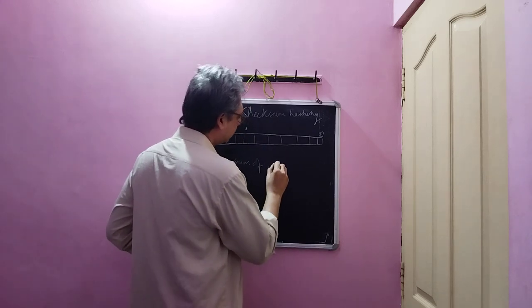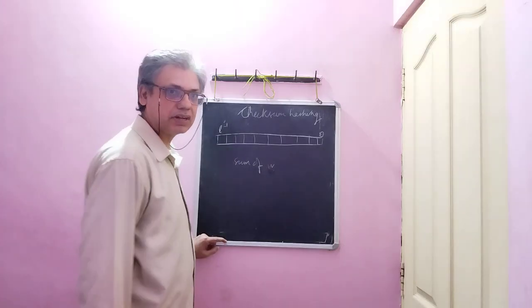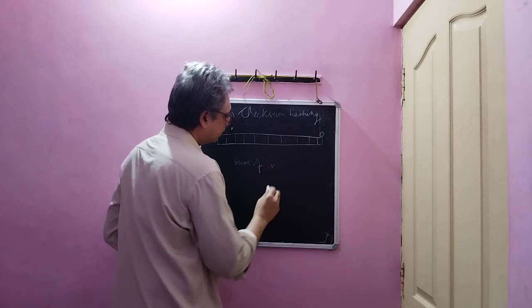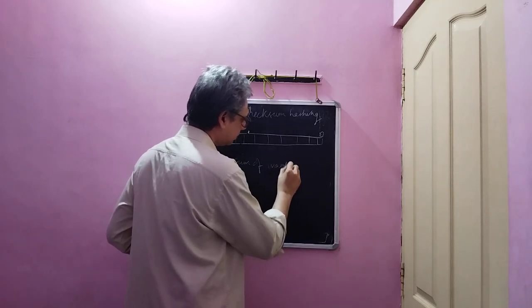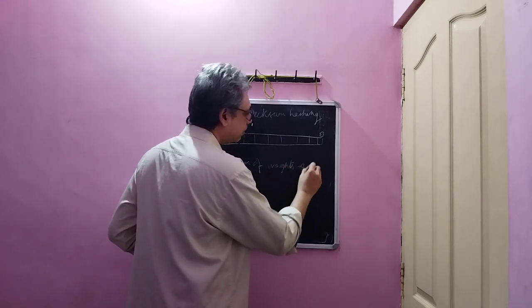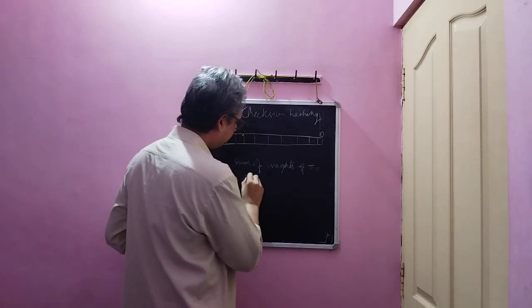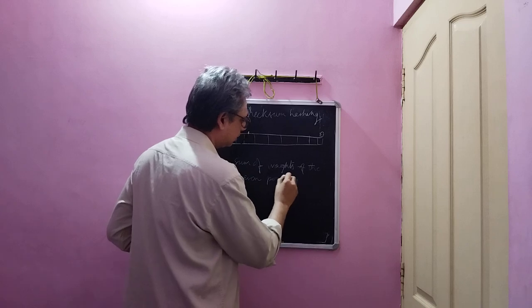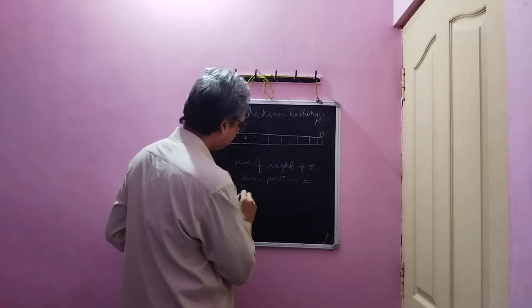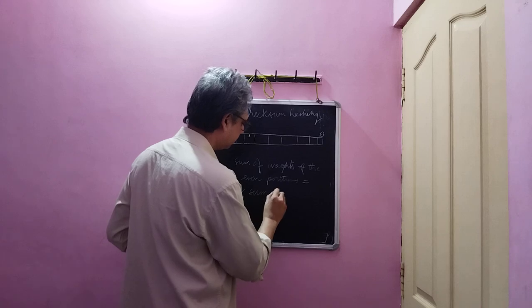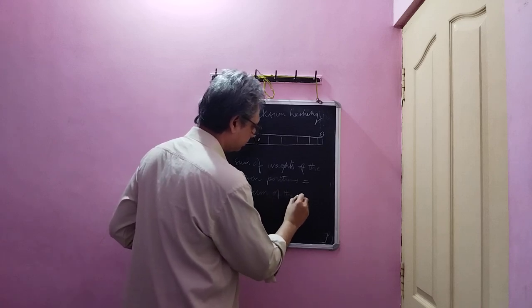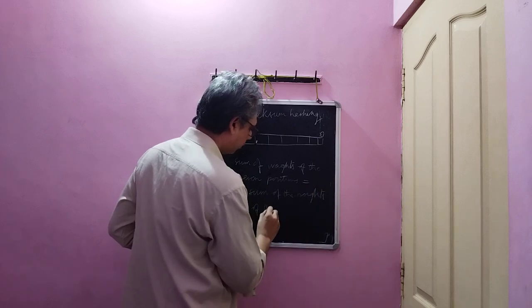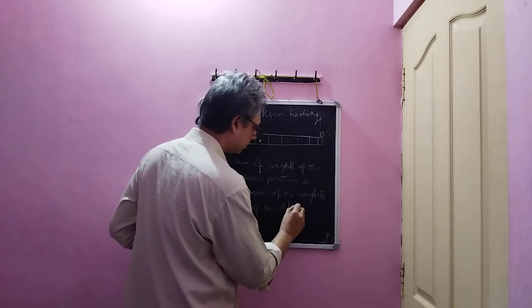What is the sum of all the weights? Let us assume that L dash is even. So L dash minus 1 will be odd. So the sum of the weights of the even positions is equal to half the sum of the weights of the odd positions.